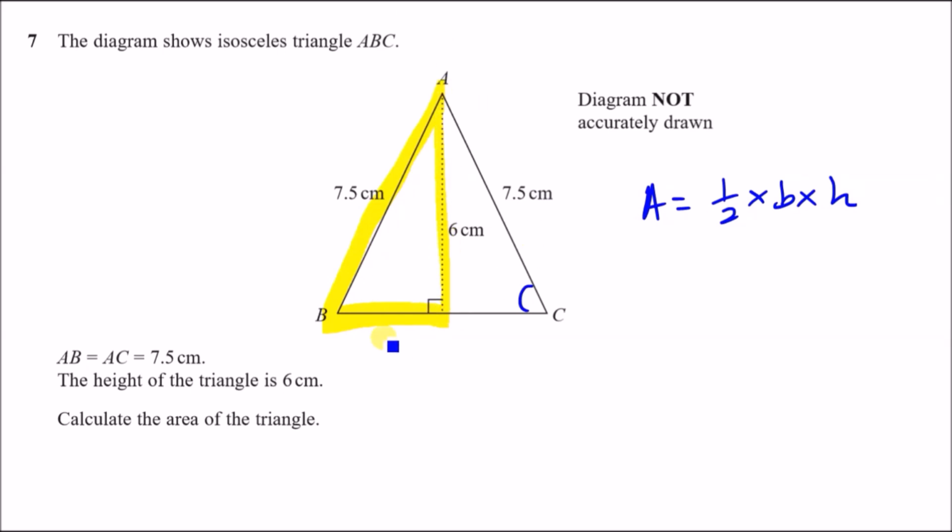We're going to try and figure out this little base bit. Actually the base is the whole thing, but we're going to work out this small base first. Let's call that x. When you work out this x value, double it and you've got the whole base. Pythagoras' theorem is always a squared plus b squared equals the hypotenuse squared. So we have 6 squared plus x squared equals 7.5 squared.